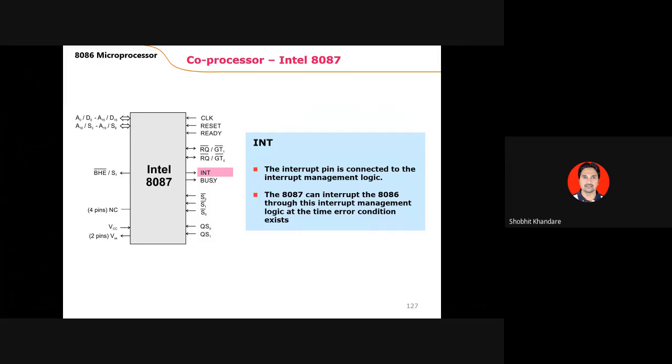Yes, this is the one pin which is called the INT pin. Regarding this INT pin, during an internal error condition, the coprocessor asserts the INT output as high, which can be used to interrupt the processor to take appropriate action. So if there is some internal error condition, the coprocessor asserts INT high. When INT becomes high, this will interrupt the main processor 8086 to take appropriate action. So that is why this pin is important. Then we'll go to the next one.